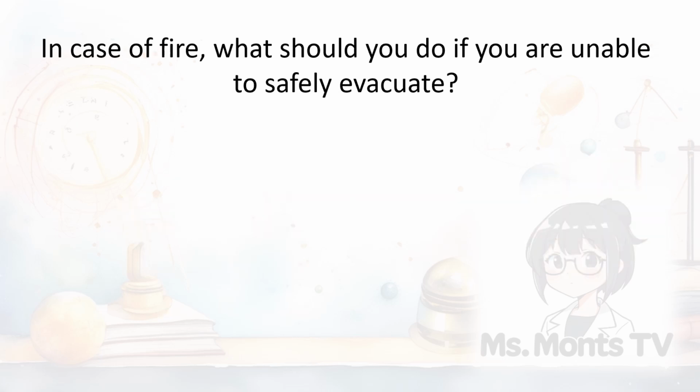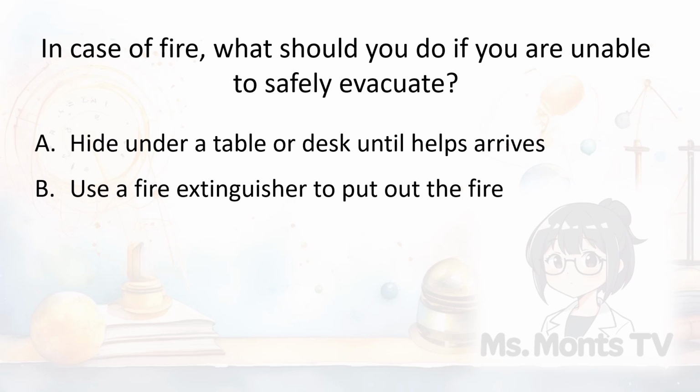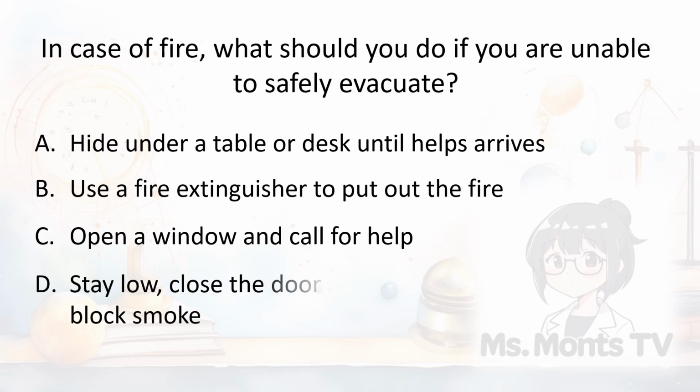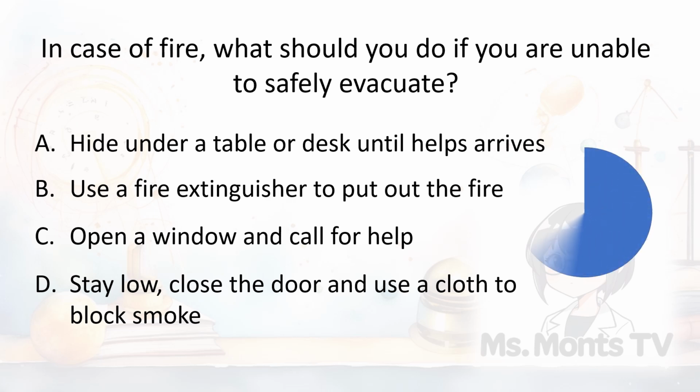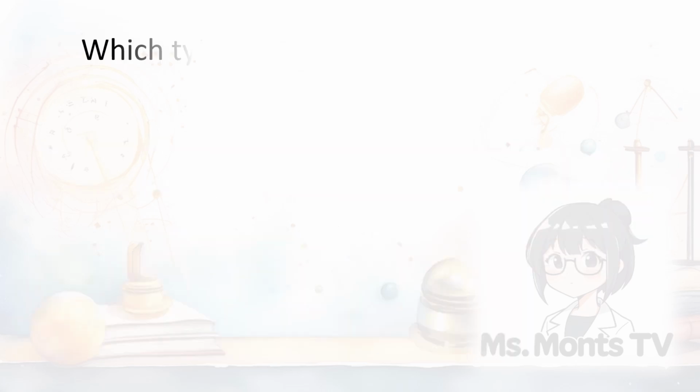In case of fire, what should you do if you are unable to safely evacuate? Hide under the table or desk until help arrives. Use a fire extinguisher to put out the fire. Open a window and call for help. Or stay low, close the door, and use a cloth to block smoke. Letter D. Stay low, close the door, and use a cloth to block smoke.